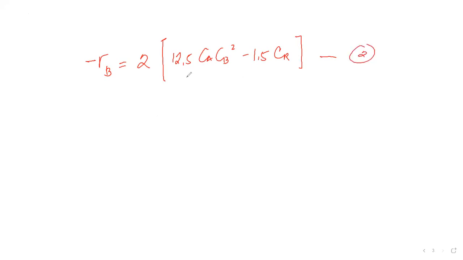So in our equation 2, you need the C sub R, you need the C sub A, and you need the C sub B. Anyone who can tell me how will I solve for the C sub A? How will I solve for the C sub A, the remaining amount of A? Any suggestion?